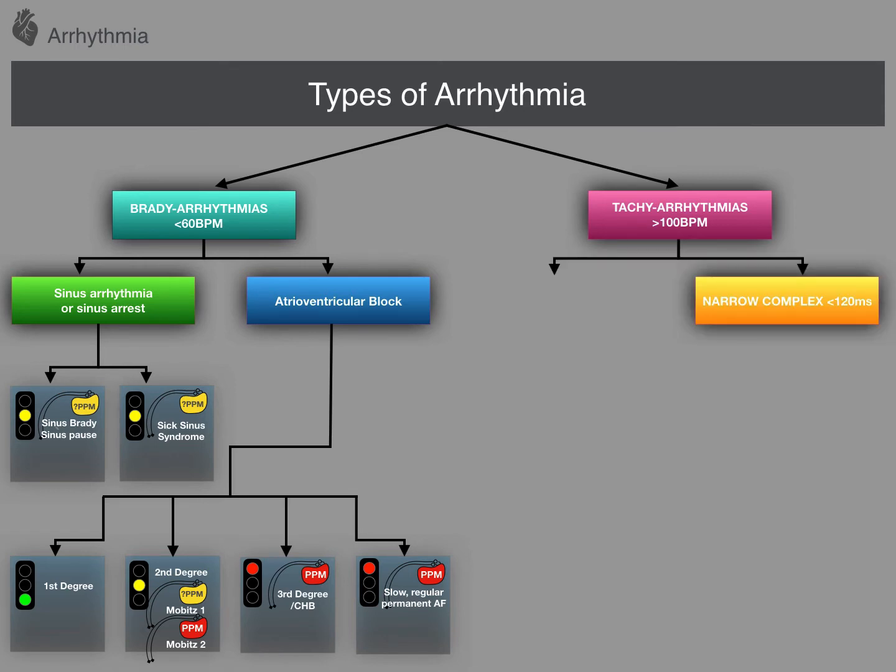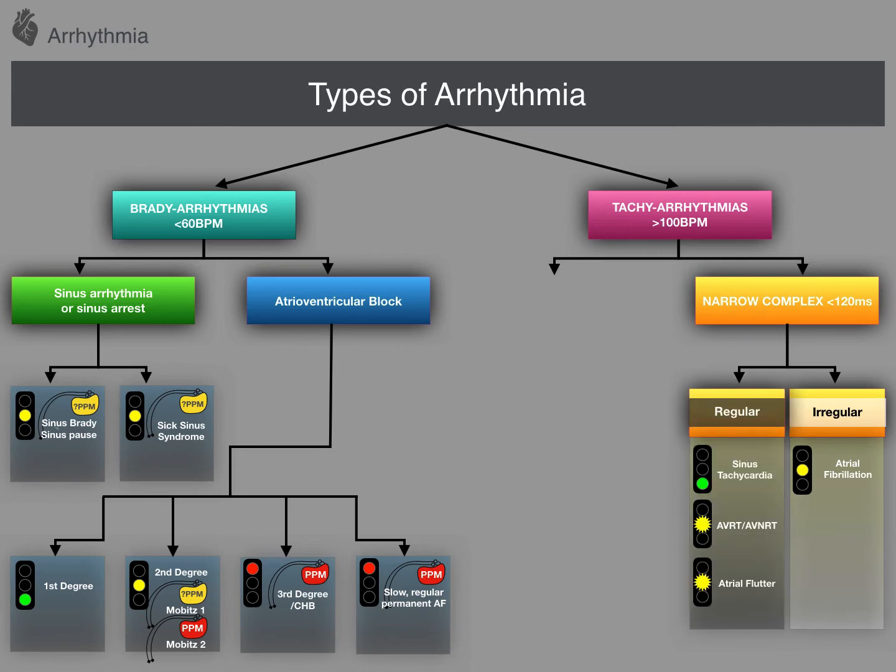Moving on to our tachyarrhythmias, the first question we can ask when someone has a tachyarrhythmia is whether their QRS duration is narrow or broad. So if it's narrow, that's less than or equal to 120 milliseconds. And then we would ask whether their rhythm is irregular or regular. If they have a narrow complex QRS and their rhythm is irregular, the vast majority of the time this is going to be atrial fibrillation.